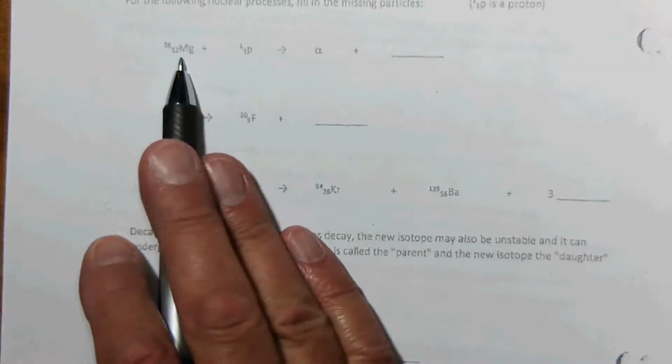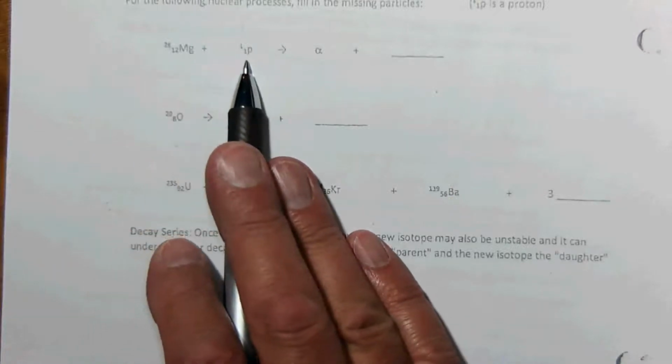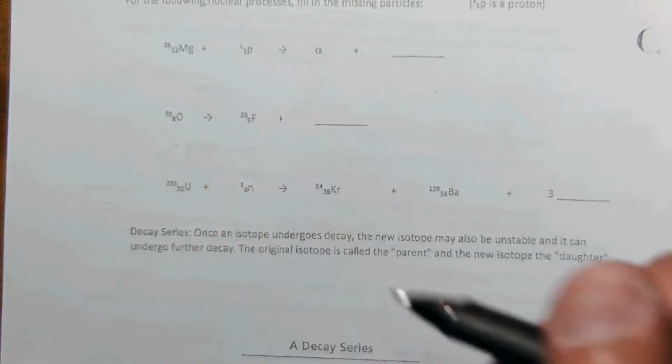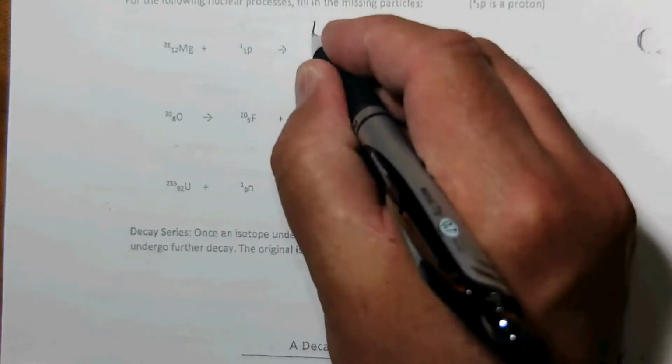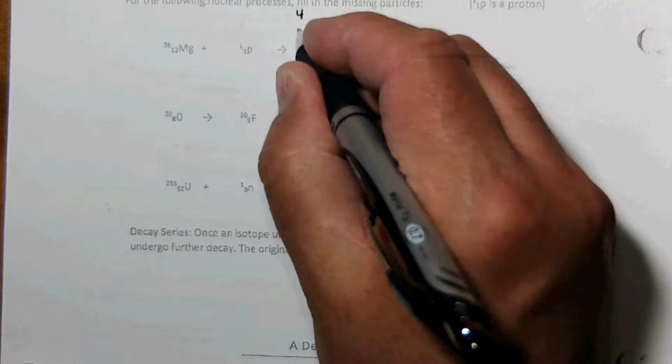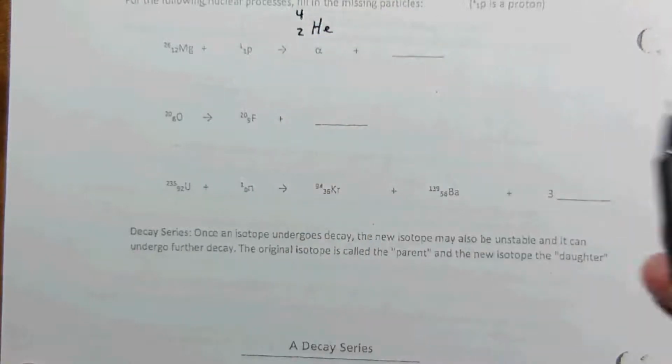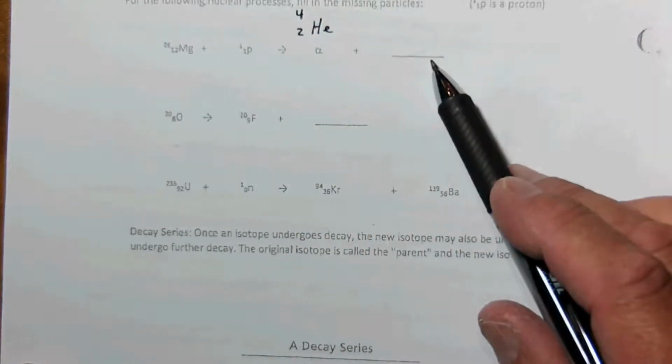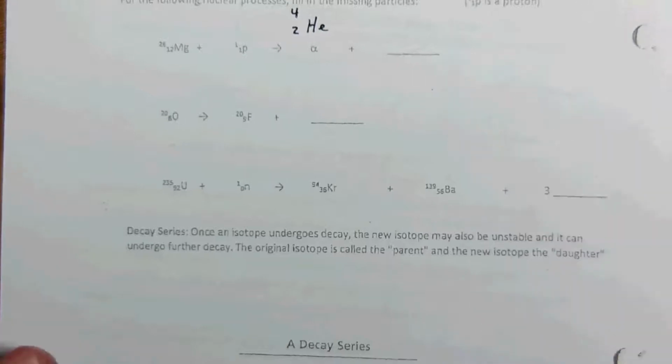This is a nuclear reaction involving magnesium, and that magnesium is absorbing a proton. It's giving you an alpha particle. Keep in mind that alpha particle is helium. And it's asking, what's the missing thing? What's the other element? How do you do this?